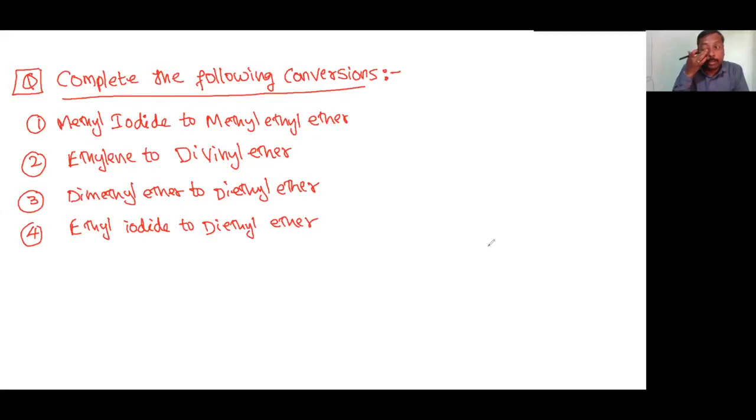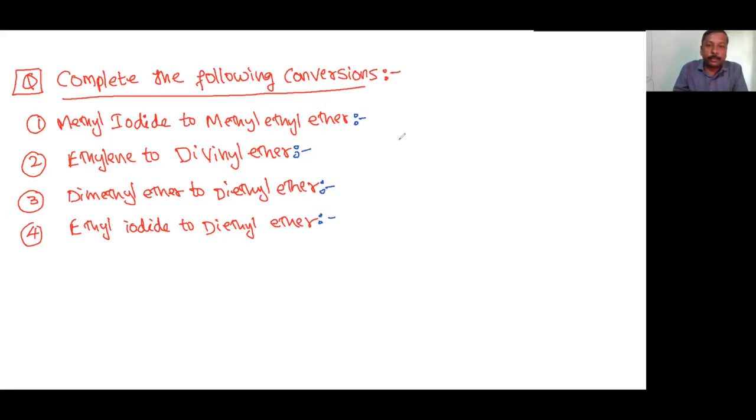Okay. As I told you, I will be covering all models. Now we will be doing some conversion questions. We have done major minor product questions. We have done complete the following. Now we are going to do some conversions. So every format you should be aware of that. Not only knowledge, you should be able to do it in a presentation manner.